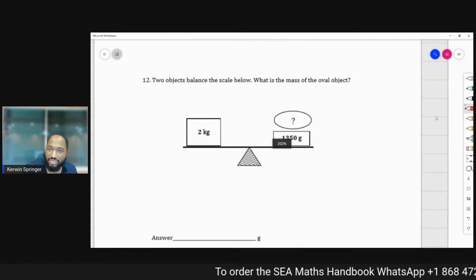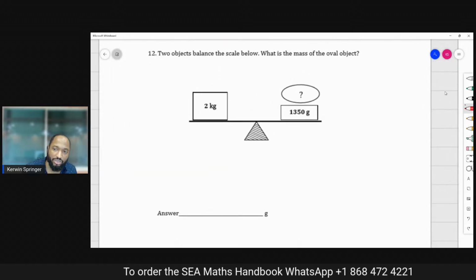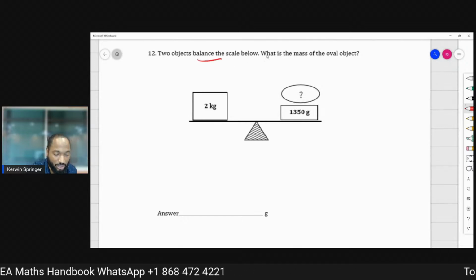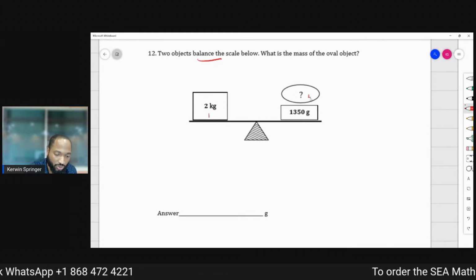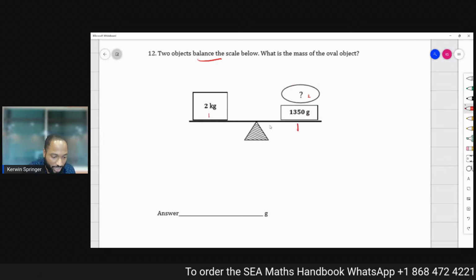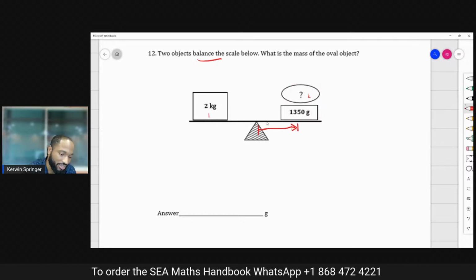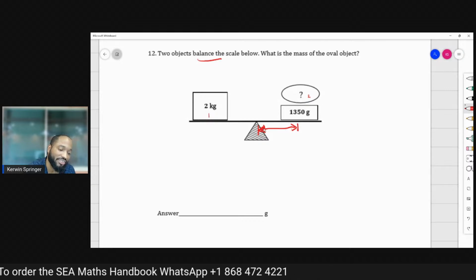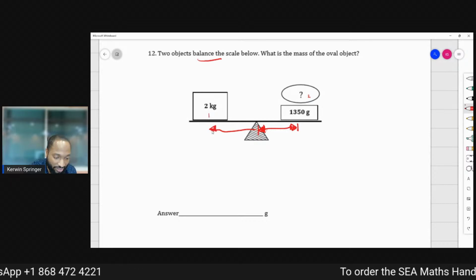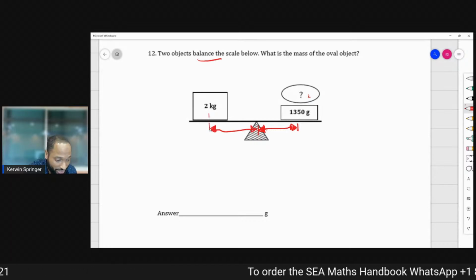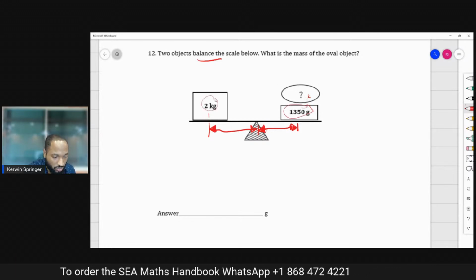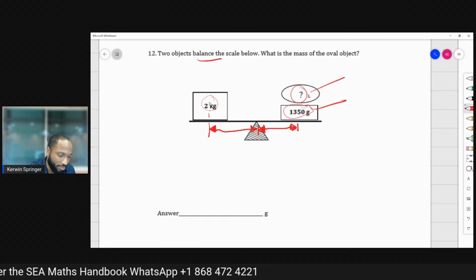2 objects balance on the scale below. What is the mass of the oval object? Actually it's 3 objects: 1, 2, 3. But these 2 are balancing. So if it's balancing and assuming they have the same perpendicular distance from the pivot, which is moments in physics, which some of you will learn in the next 4 years. But you can ignore that for now, because all you need to do is make sure that these two weights here add up to that 2 kilograms.